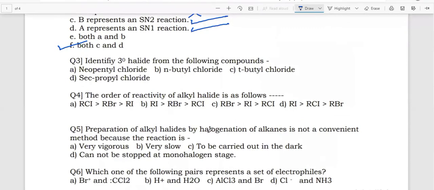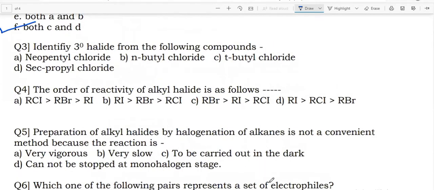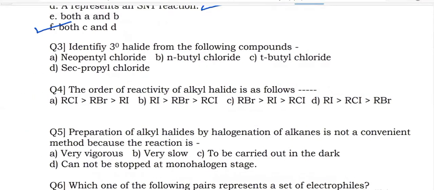Then question number 3, identify the tertiary halide from the following compounds. So it's very easy. We just have to identify the tertiary halide here. Neopentyl chloride is a primary alkyl halide, right? So the first one is primary.